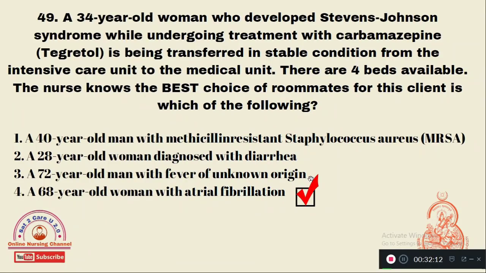Why means all other three are related to the infection, can be contagious and it can be transmitted. In Stevens-Johnson syndrome, the patient's skin integrity is questionable. So easily from other three patients they can get the infection, but the atrial fibrillation is not a contagious and transmitted disease. So the patient can share the room with atrial fibrillation patient. So this is the rationale for question number 49.